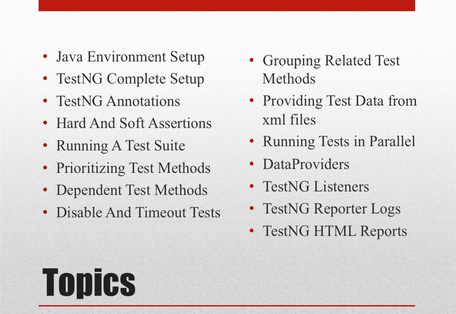Then on the right side, we'll talk about how we group the related test methods in one way. And the next one is very important. We'll talk about how we provide test data from external XML files. And these are TestNG XML files. It's very important so that we do not have to hard code the test data in test methods. And then we'll see how we run test methods parallelly, and we'll not just see test methods, we'll see how we run test classes parallelly or even the test tags of the XML files parallelly.